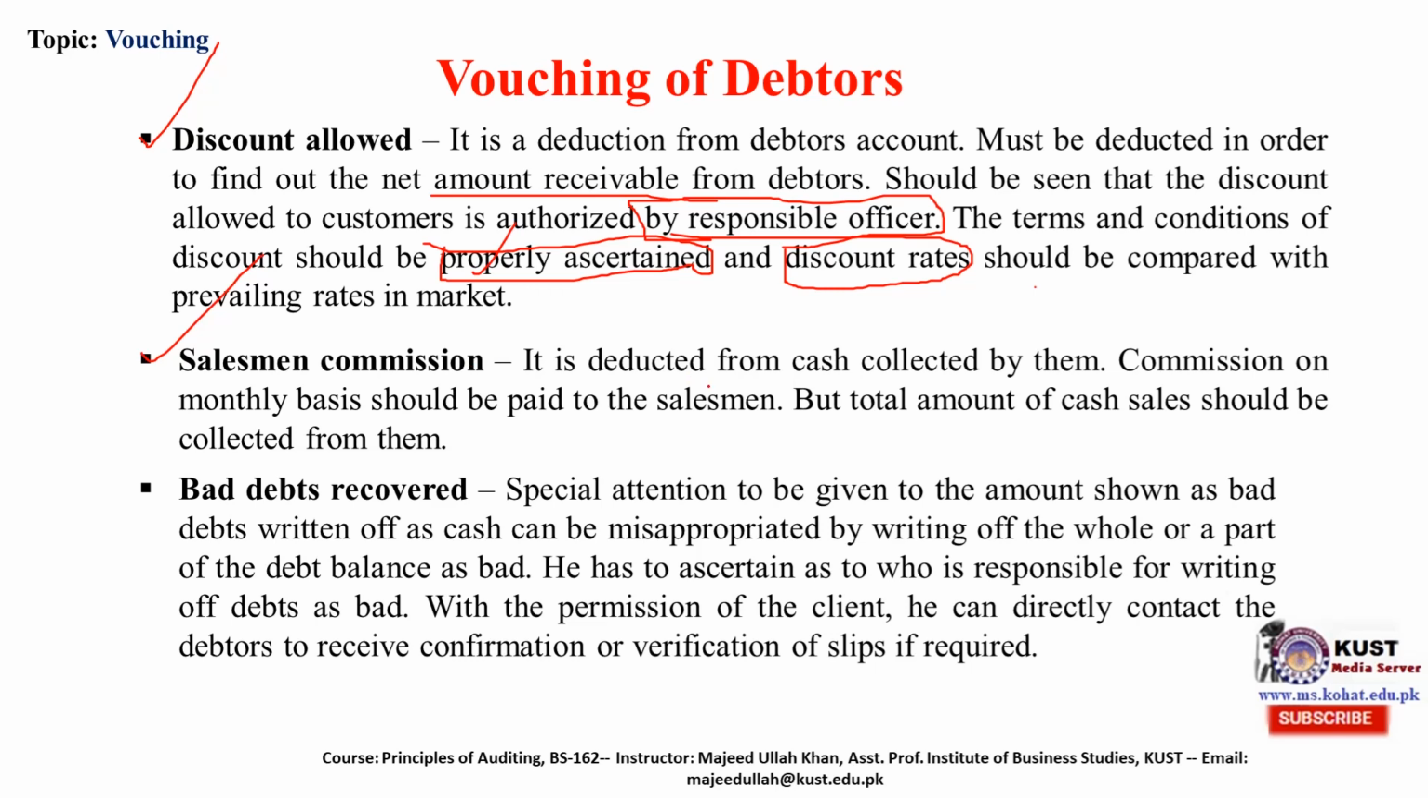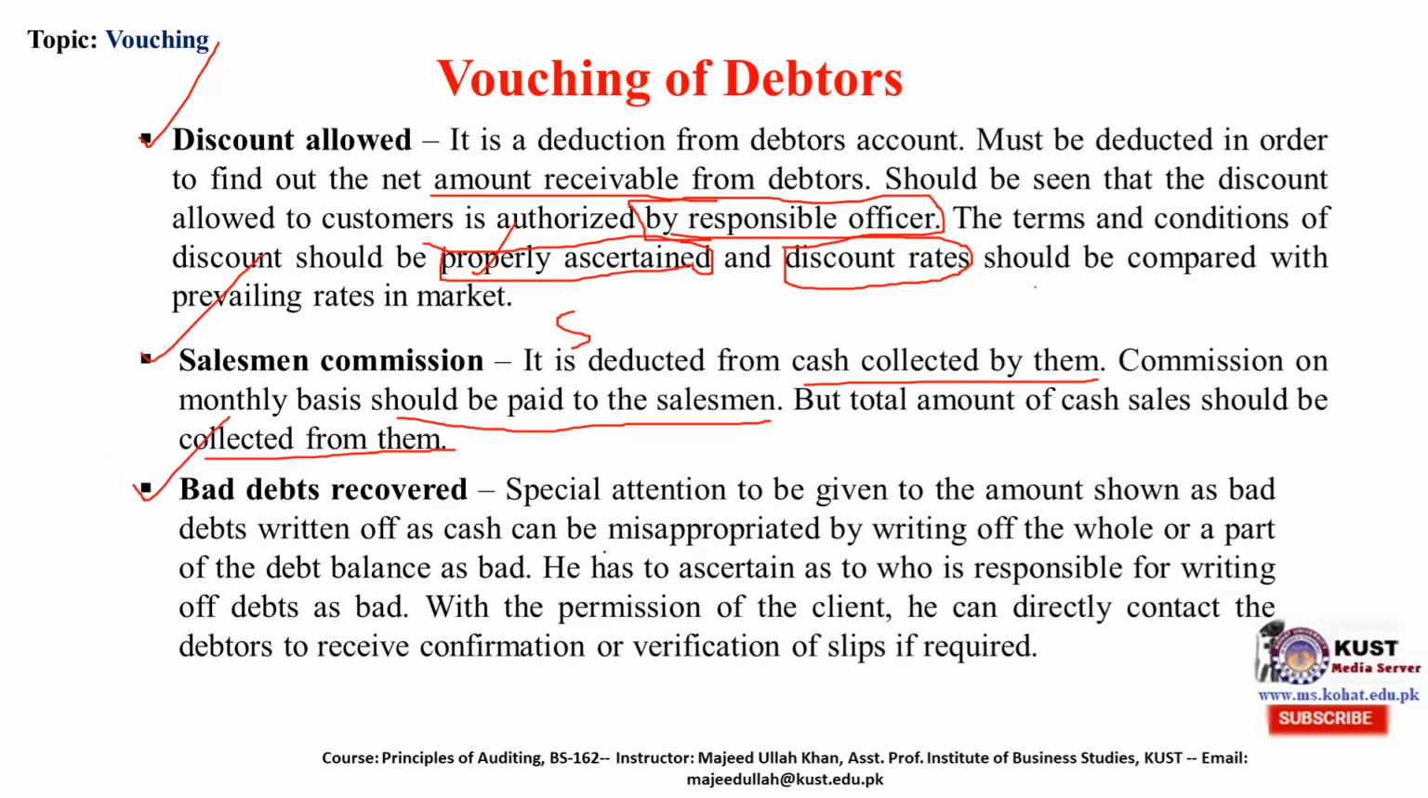Salesman commission. It is also deducted from cash collected by them. Commission on a monthly basis should be paid to the salesman, but the total amount of the cash sale should be collected from them. It means that the salespersons should not be allowed to deduct cash when they are receiving it from the customer. Their commission should be on a monthly basis. At the end of the month, each salesman should be paid their commission. They are not allowed to deduct it from the sales amount.